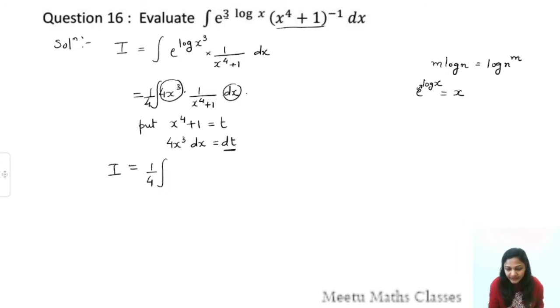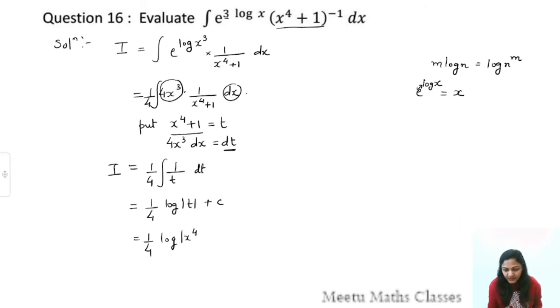So integral dt, and our integrand will become 1 upon t, and integral of 1 upon t is log t plus c. Now we are going to replace t by our t is x raised to power 4 plus 1, and this is your final answer for the integral.